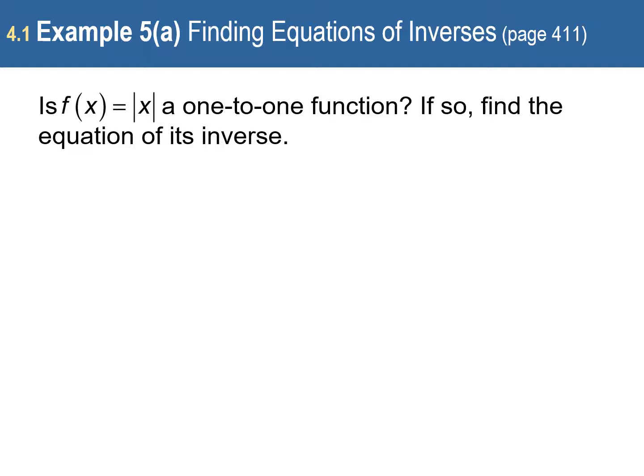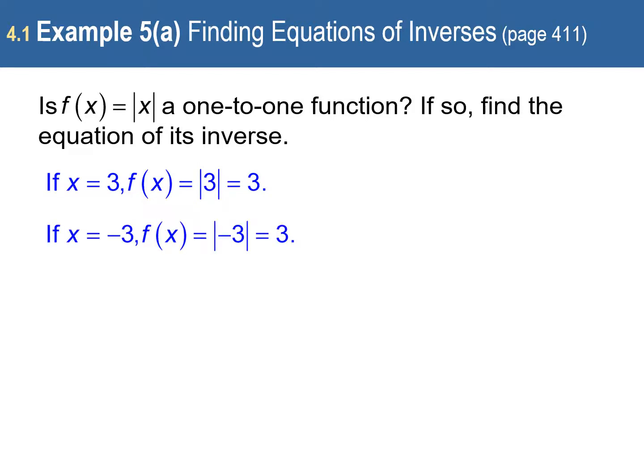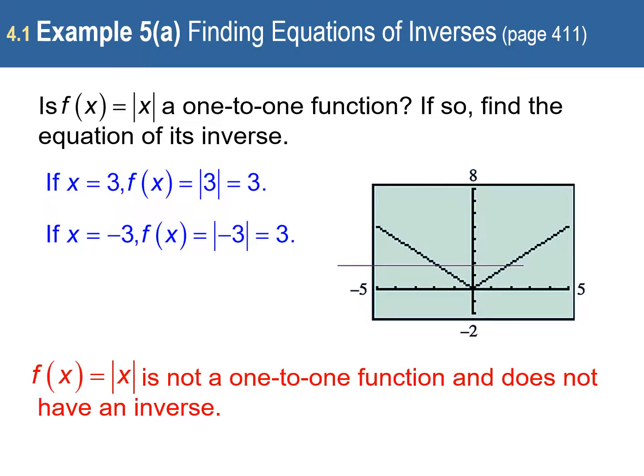So is f of x equal to the absolute value of x a one-to-one function? And if so, find the equation of its inverse. Now, it turns out that this is not one-to-one. So f of x is equal to the absolute value of x. It's not one-to-one, and it does not have an inverse.